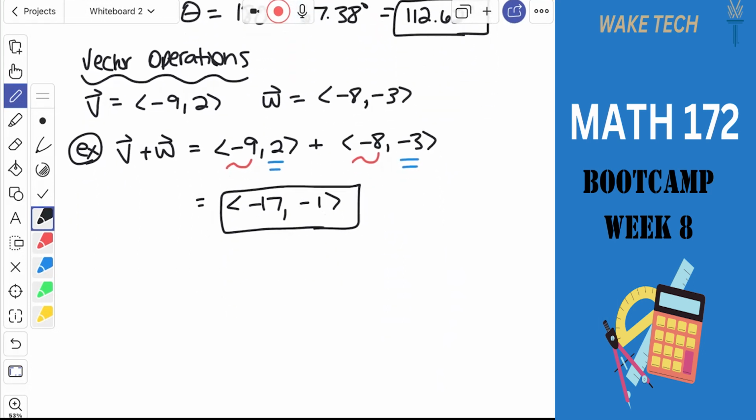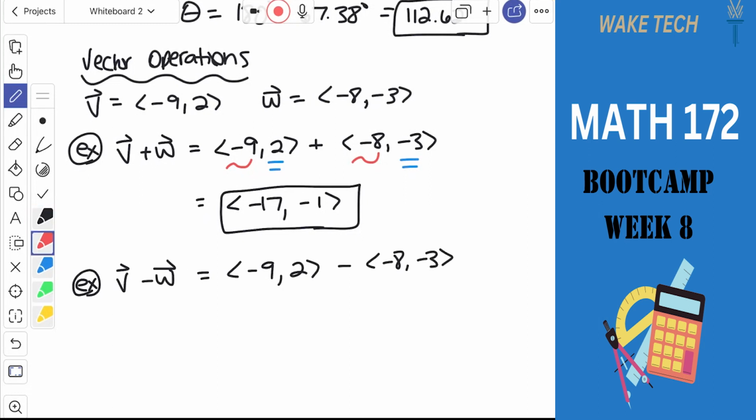We can subtract the vectors using the exact same idea. That would be <-9, 2> minus <-8, -3>, and how that works is the exact same way. -9 minus -8 this time. We're not adding, we're instead subtracting. So -9 minus -8 really means plus 8, so -9 plus 8 is -1. 2 minus -3, so 2 plus 3, that's 5. So we can add them, we can subtract them.